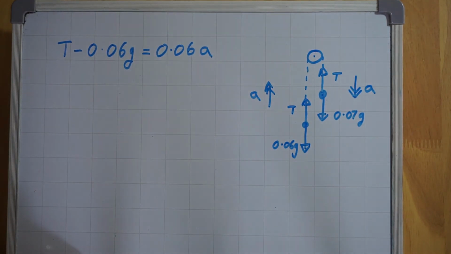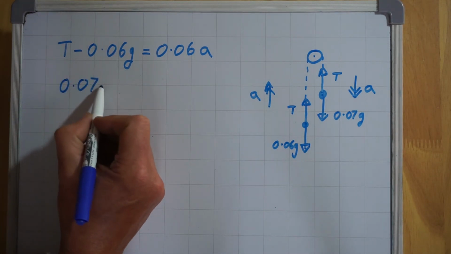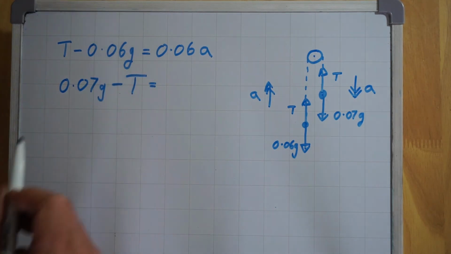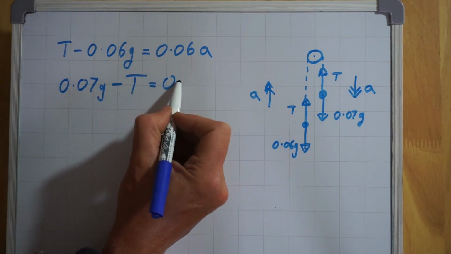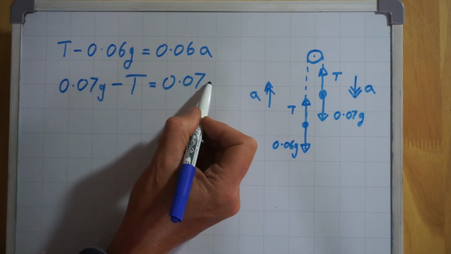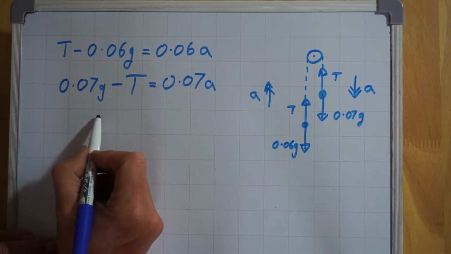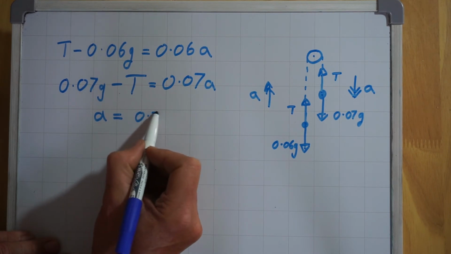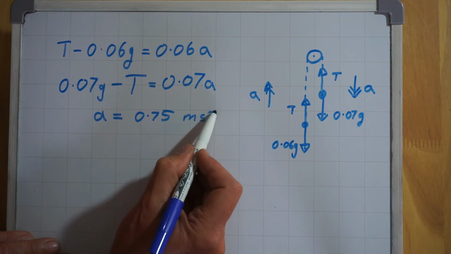Now considering the other particle, which accelerates downwards, the resultant force will be 0.07 g minus T, and that resultant force will be equal to the mass times the acceleration, 0.07 a. Solving these equations gives the acceleration as 0.75 metres per second squared.